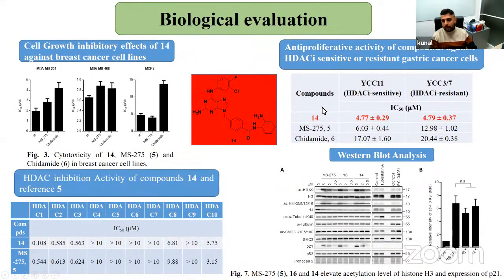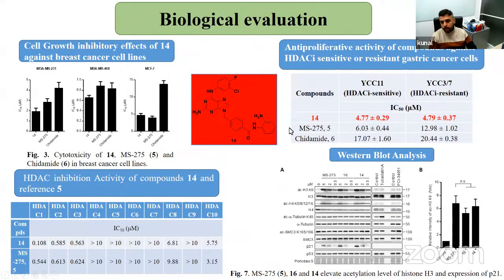Now, if you just look at the activity profile of compound 14, the compound was active against the gastric cancer cell line, HDAC inhibitor sensitive, as well as the HDAC inhibitor resistant cell line. There was no significant difference in the activity of compound 14 against these two cell lines. That means resistance is not an issue with this compound. Against both the cell lines, it was almost equipotent.